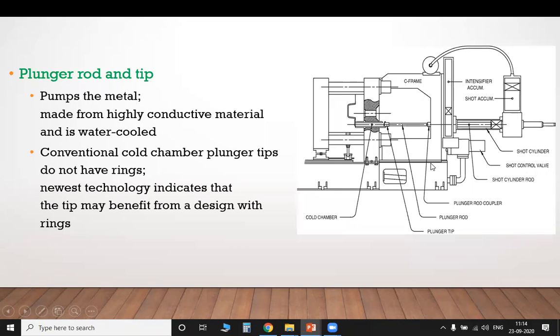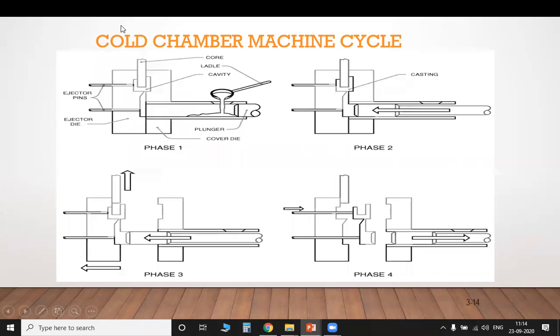And the conventional cold chamber plunger tips do not have any rings. They don't have any rings. Newer technology indicates that the tip may benefit from a design with rings. So it is not having any rings. What is going to happen? We have to see here. Clear.